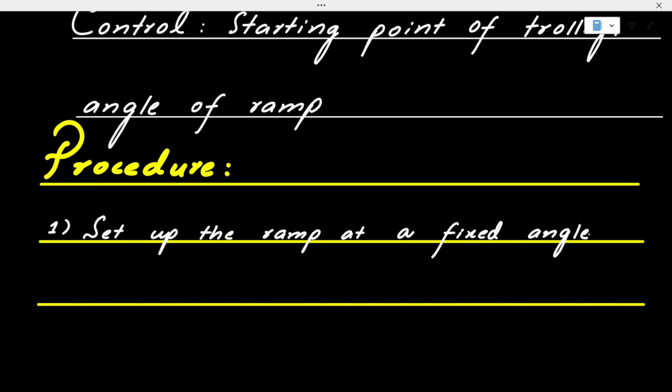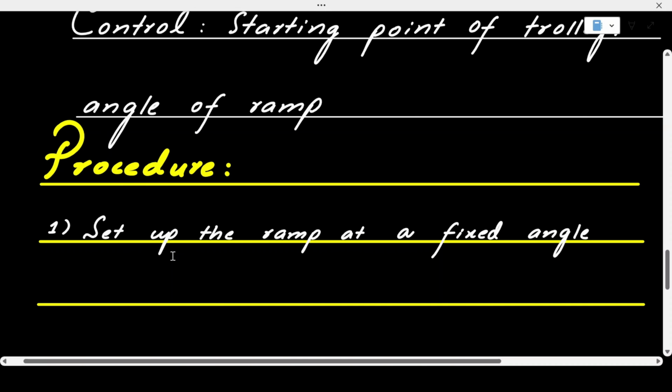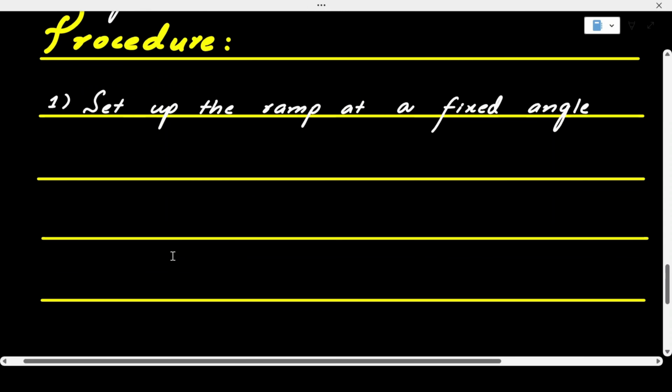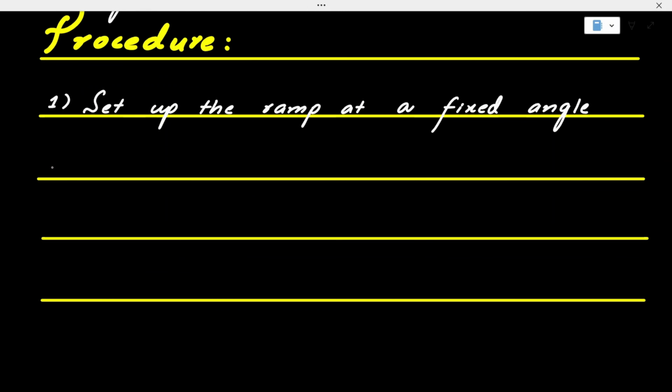Okay, and then we do not change that angle. Set up the ramp at a fixed angle and mark the starting point on the ramp. So all the trolleys, or the same trolley with different masses, but every time it has to be released from the same starting point.